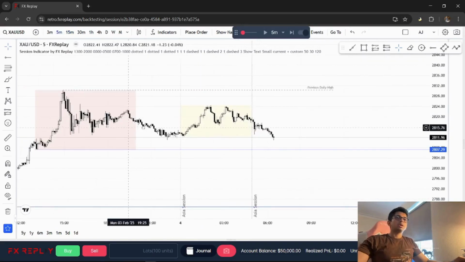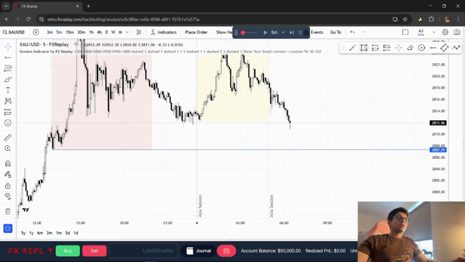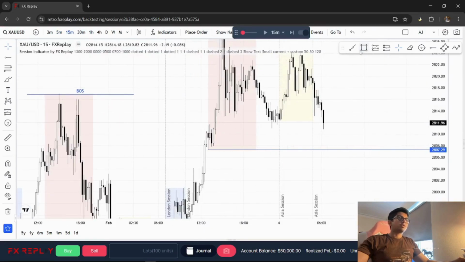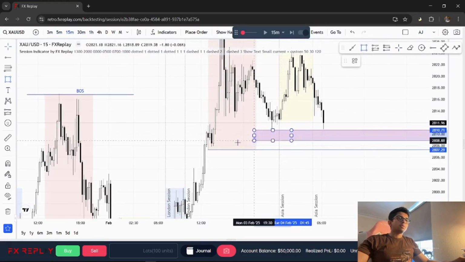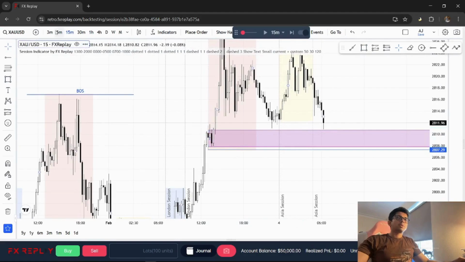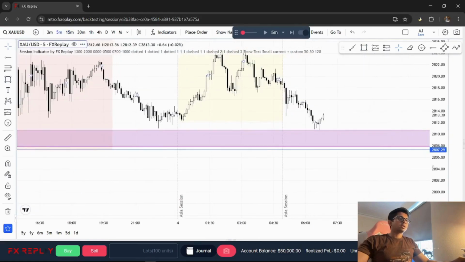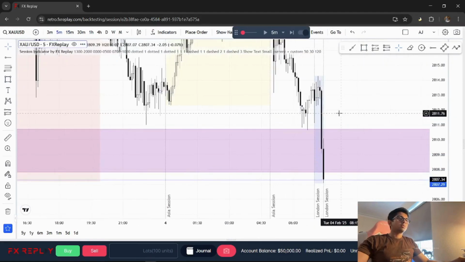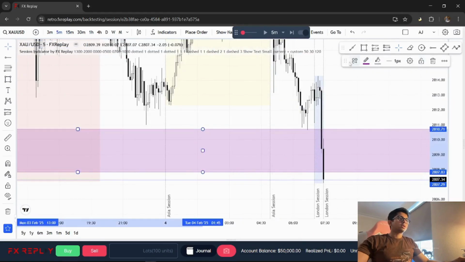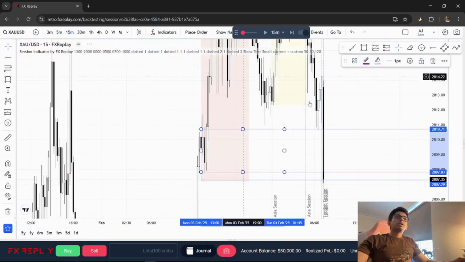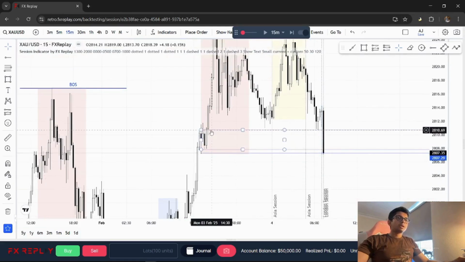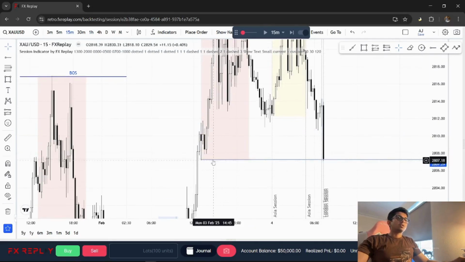Okay, Asian session came down. Another thing I completely forgot is there's this 15-minute demand zone right here, which price will just tap in, I guess. Yep, it does. Yep, fantastic. So what happened here is price mitigated, but it also swept this 15-minute demand. And I can just get rid of this now. It also swept this New York low.